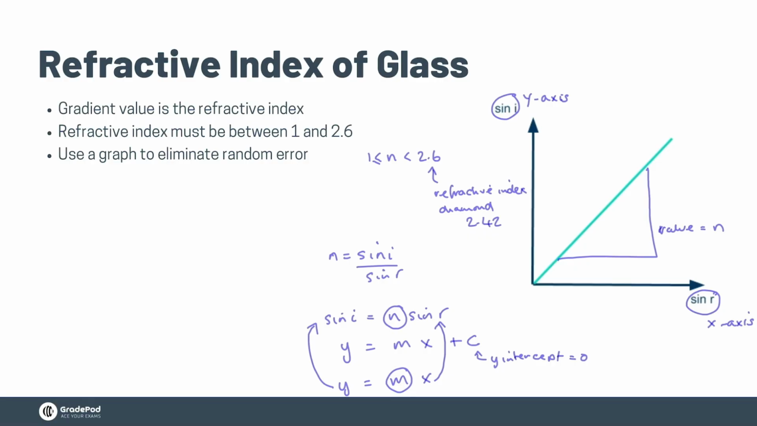Now, why would we draw a graph rather than just saying, okay, I want to find out what the refractive index is, so I'm going to do sine I, take a number and divide the number? Well, that calculation could be wrong. It could be an outlier. It could be an error. And in which case, if that was an error, then your point on your graph would sit far away from the line. So if you do it lots of times and you get a nice straight line with all the points on the straight line, you know that your experiment is reliable. So that's why we use a graph to calculate n instead of just using the formula.